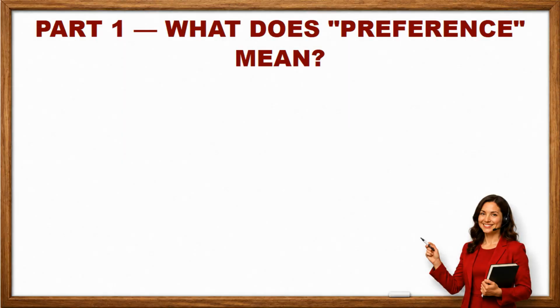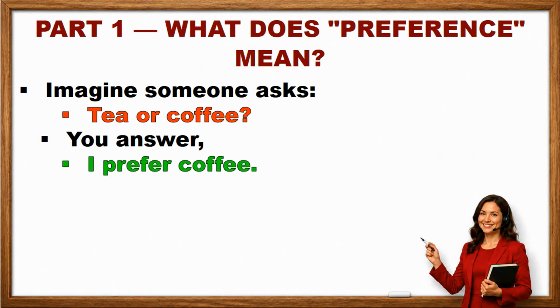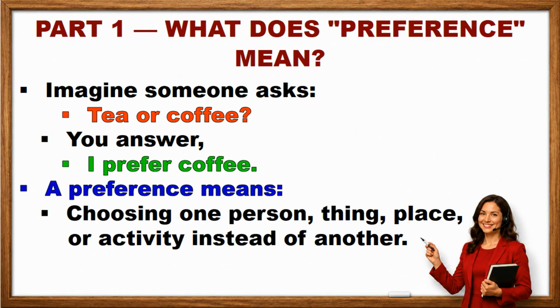Part 1. What does preference mean? Start with a simple situation. Imagine someone asks, tea or coffee? You answer, I prefer coffee. Why? Because you're choosing one option over another. That's called expressing a preference. A preference means choosing one person, thing, place, or activity instead of another. Today we'll learn all the natural ways English speakers express preferences.